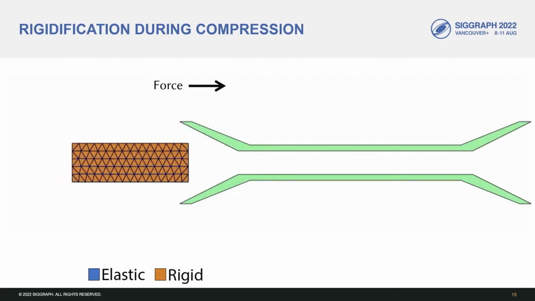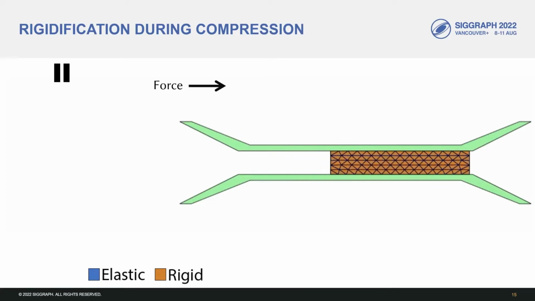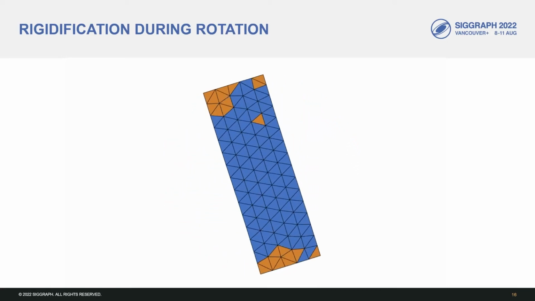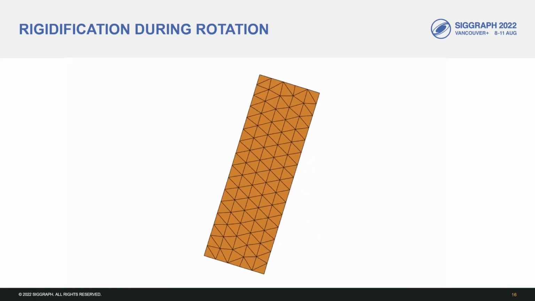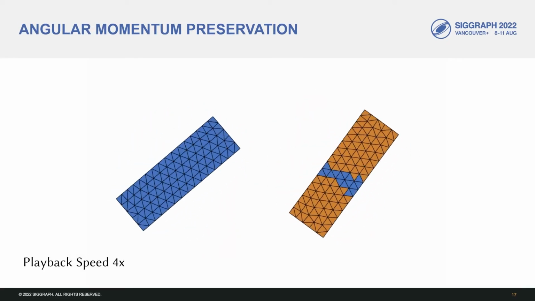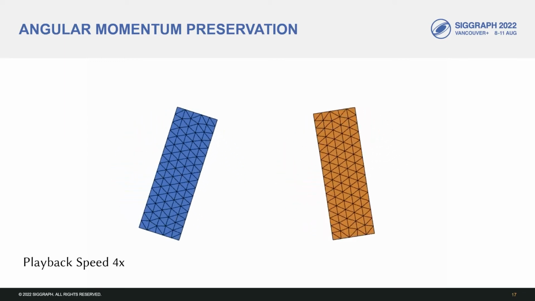Rigidification can now work on some high compression scenarios, like this box rigidifying while sliding through the funnel. Here we see rigidification of elements for a rotational motion, and it is interesting to note that adaptive rigidification allows better preservation of momentum than standard FEM for stiff meshes.